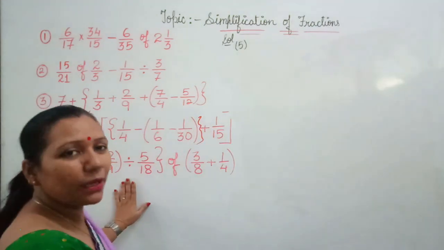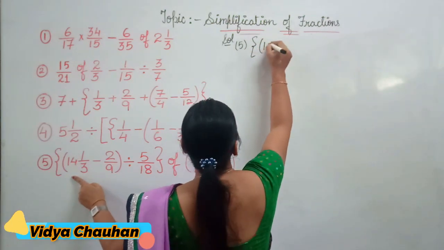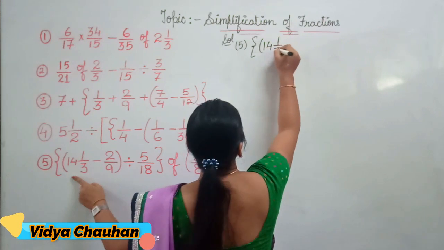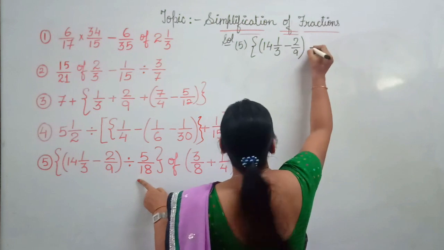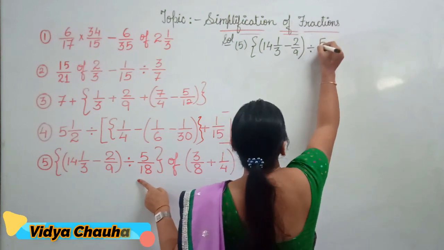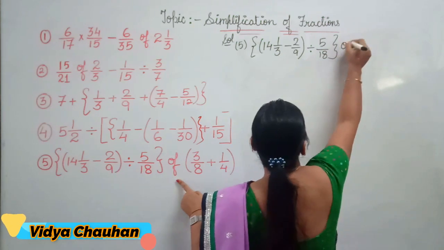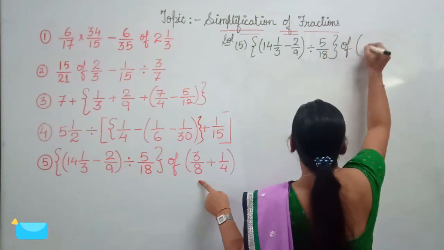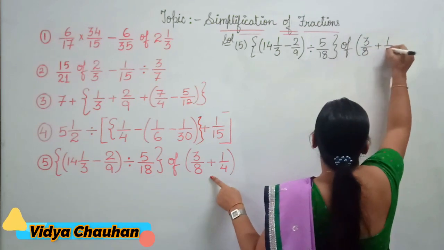Now children, let us come to the last question. We have to solve this problem in which it is 4 1 upon 3 minus 2 upon 9 bracket close, divided by 5 upon 18, curly bracket close, of, and in the second bracket we have 3 upon 8 plus 1 upon 4.